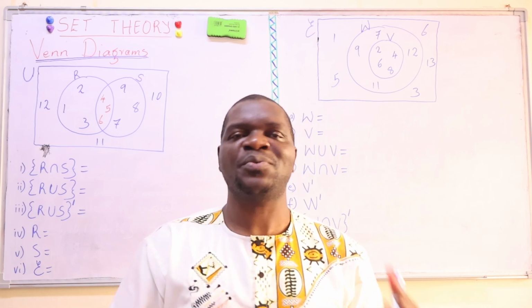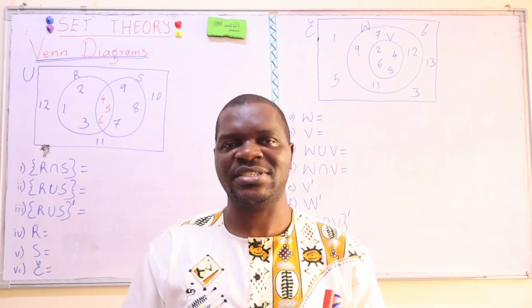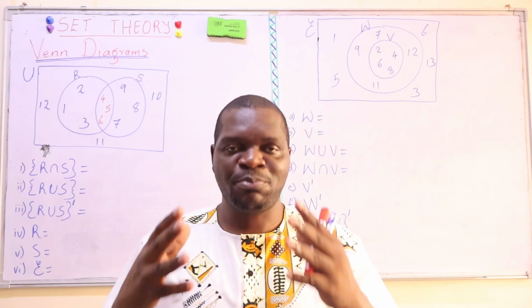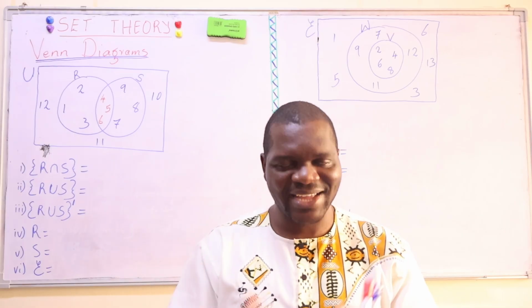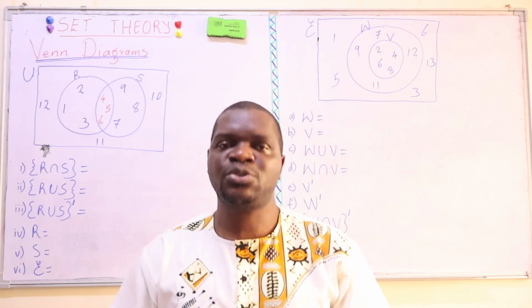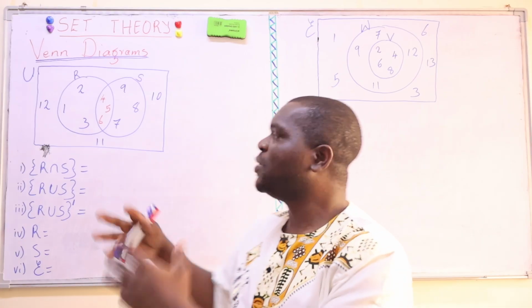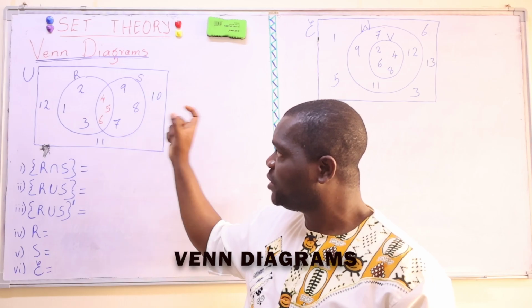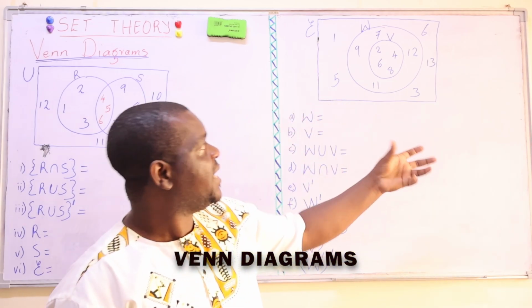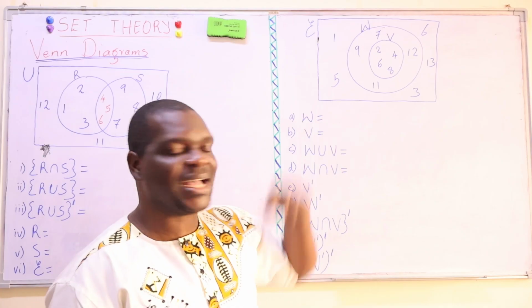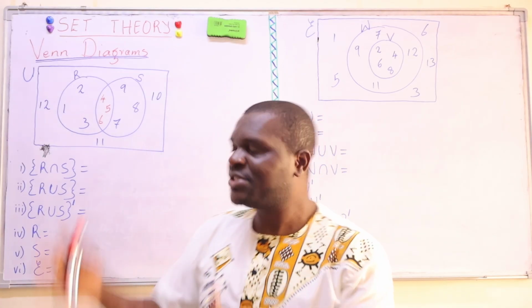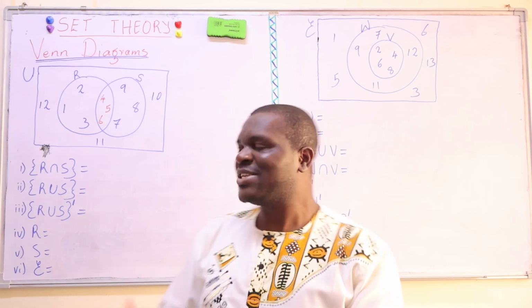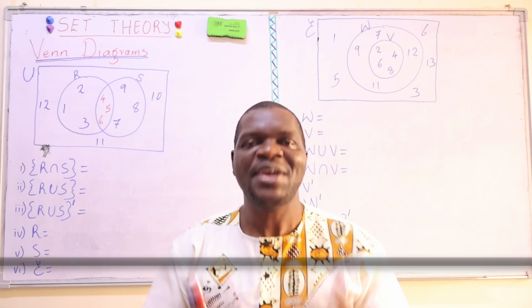In our last lesson, we talked about the different operations that are carried out as far as sets are concerned, and we promised you to handle Venn diagrams in today's lesson. So in today's lesson, we are going to look at Venn diagrams, and on my right hand side we have a Venn diagram showing two sets, and on my left hand side we have another showing two sets as well. How do we answer questions from these diagrams? That is what we are going to do today. So let's go straight away into solving some examples for your understanding.